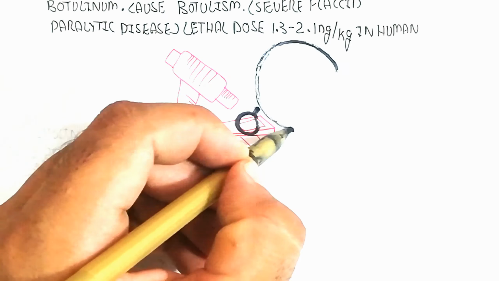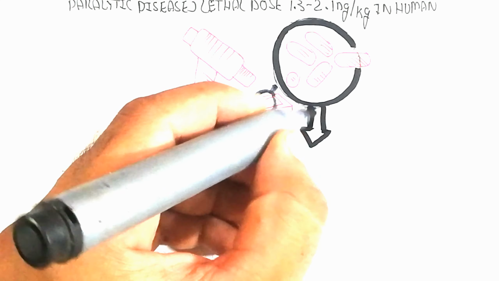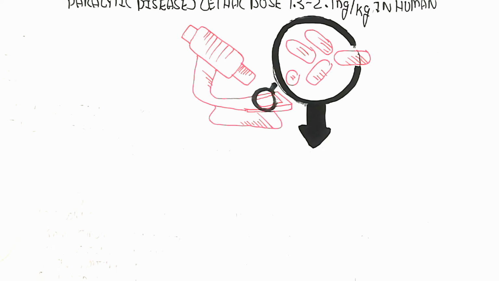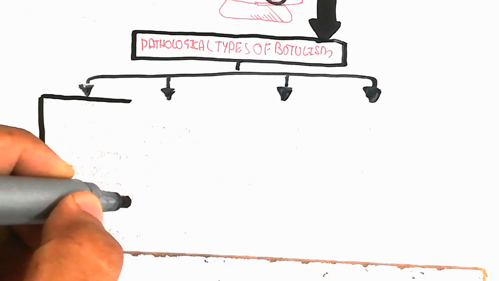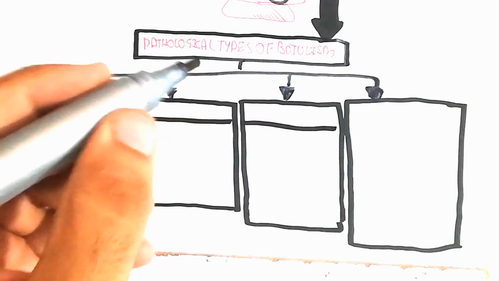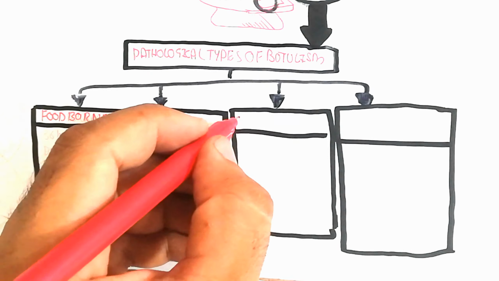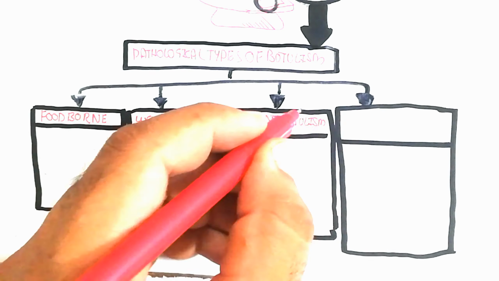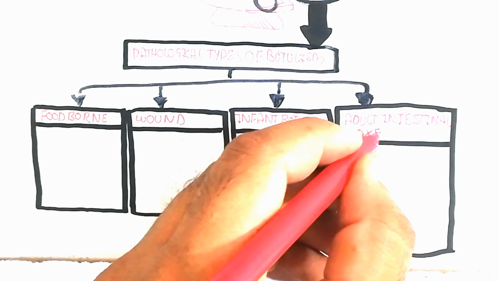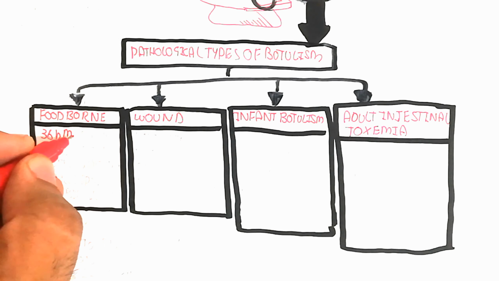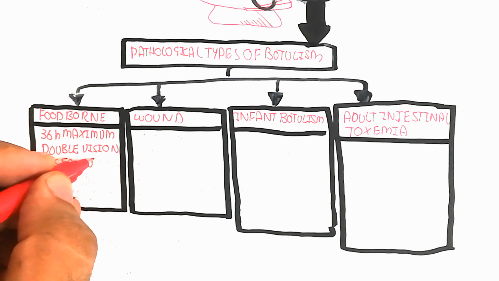In microscopic study it shows rod-shaped bacteria, and we can divide the pathological types of botulism into four. The first is foodborne botulism, which requires a maximum of 36 hours. It is produced in food due to spoiled food, and features double vision, nausea, vomiting, slurred speech, and trouble breathing.